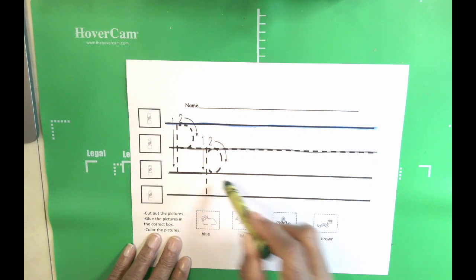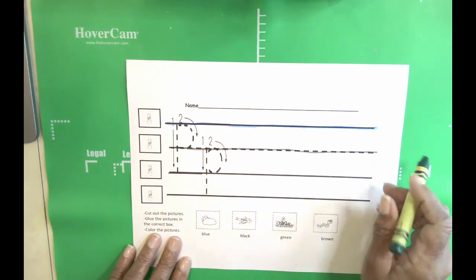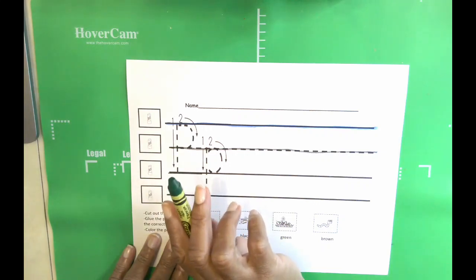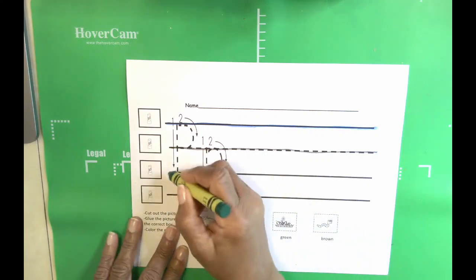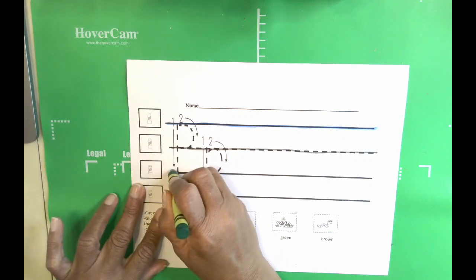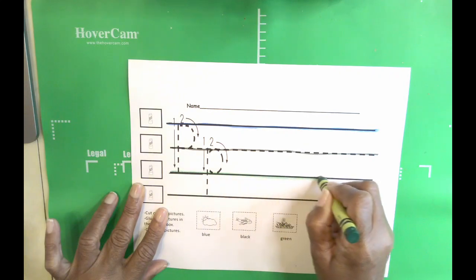The third line is the grass line. When we think of the grass line, we think of the color green. Show me green. And we're going to color that line, or trace it, in green.